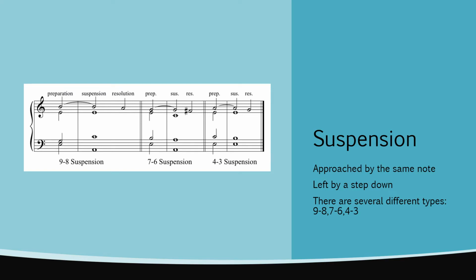There are 4 different types of suspensions: the 9/8 suspension, the 7/6 suspension, the 4/3 suspension, and the 2/3 suspension. The 9/8 suspension is re to do, the 7/6 is la to so, the 4/3 is fa to mi, and the 2/3 is actually a bass suspension, which is the bass going up against all the upper voices. That's very rare actually. It's not seen very often, but it's possible, so we added it in here.